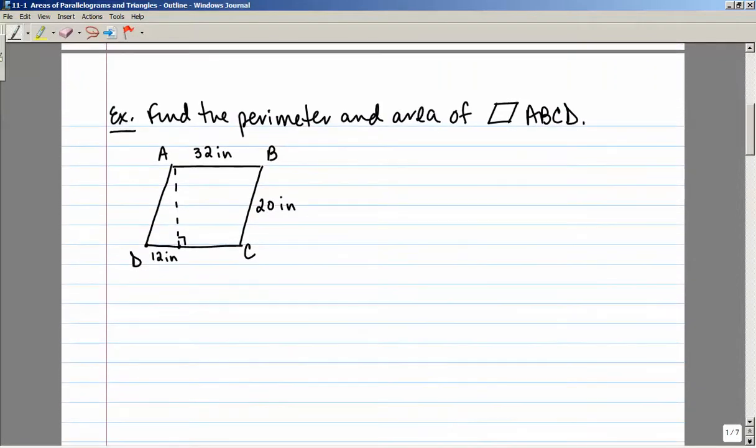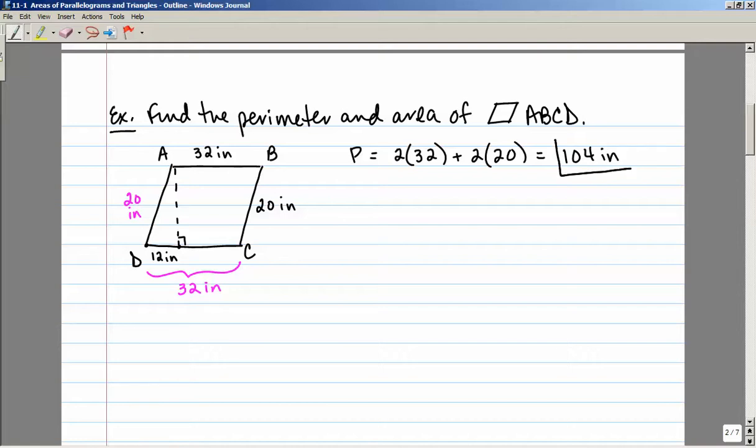So let's try an example here. It says find the perimeter and the area of parallelogram ABCD. Since this is a parallelogram, I know that opposite sides are congruent. So this is 32 inches, and AD is also 20 inches. To find the perimeter, I'm just going to add up all of the sides. So the perimeter is 2 times 32, that's the top plus the bottom, plus 2 times 20, that's the left plus the right, and that adds up to 104 inches. And notice that's not squared, that's in linear units because we're measuring the distance around.